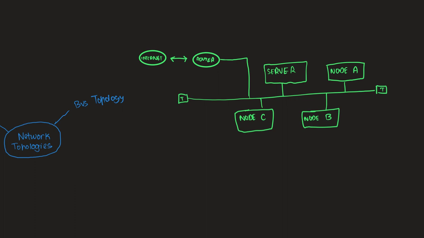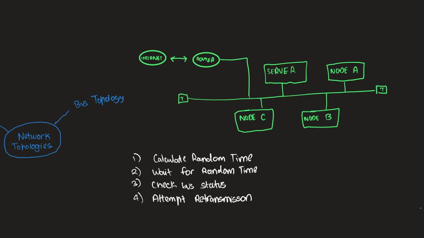Therefore, if two packets use the same bus at the same time, the attempts to transmit will fail because the stations will realize that the bus is busy and a collision can cause a change in the voltage of the bus. To attempt successful transmission again, the system will first calculate a random wait time. It will then wait for this random wait time, check the bus status, and then attempt retransmission.